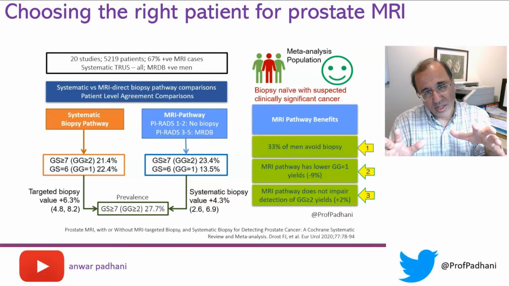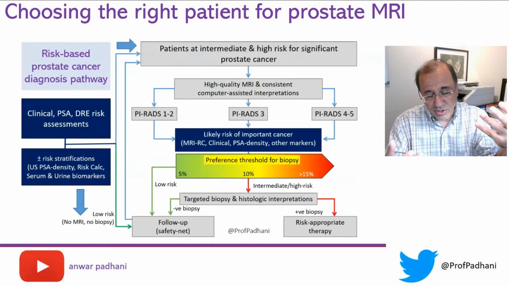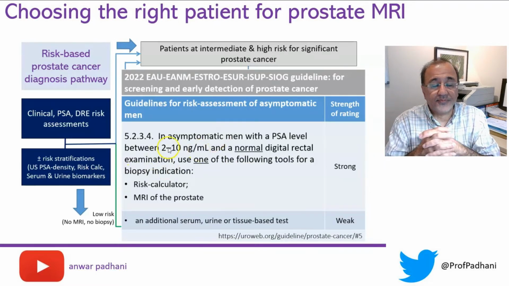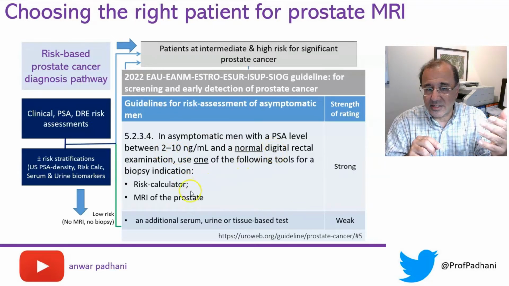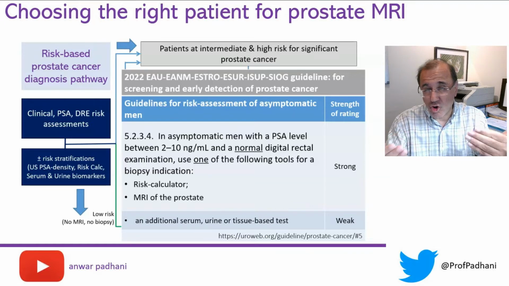So this pathway that we just described seems to be effective, and this is the reason why it has been introduced into the guidelines. But if you read the guidelines carefully, what it says is that if you have an asymptomatic man with a PSA between 2 and 10, the so-called gray zone, and a normal DRE, you can either use a risk calculator or an MRI to take men forward. So in other words, it's not saying you biopsy everybody, it's saying assess risk using either a risk calculator or an MRI. It gives a strong recommendation for that.